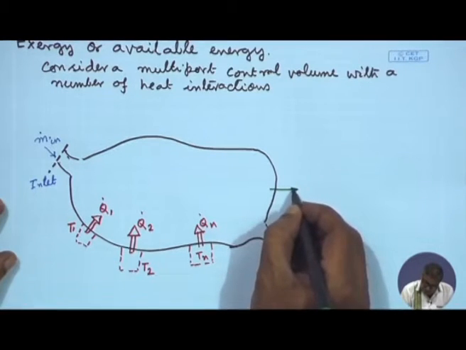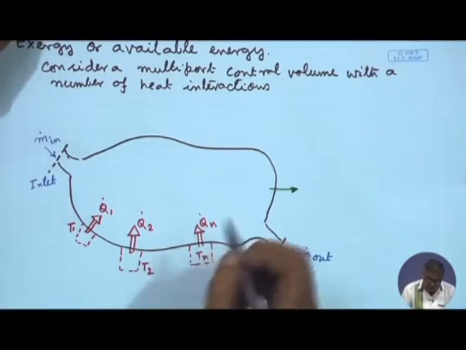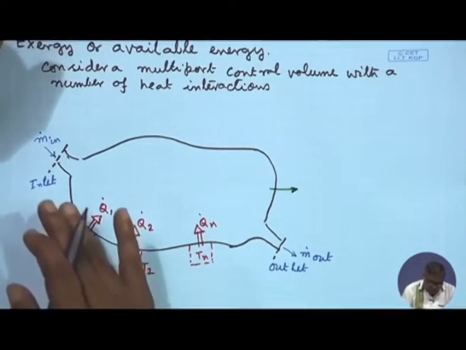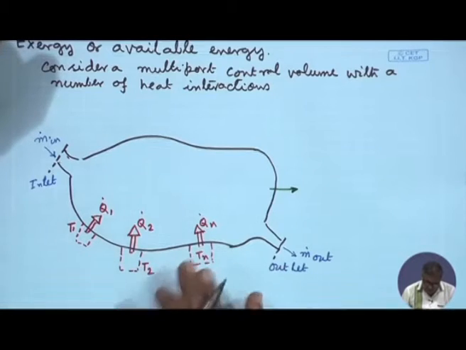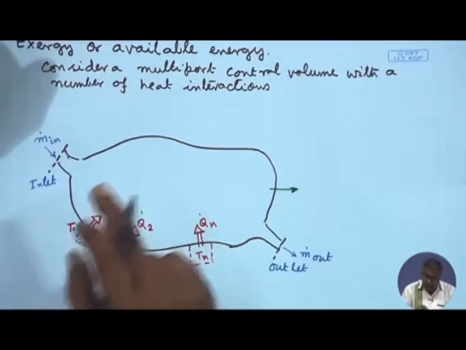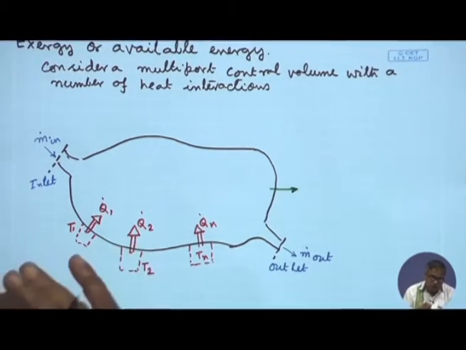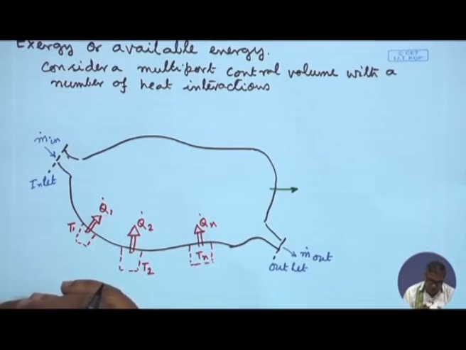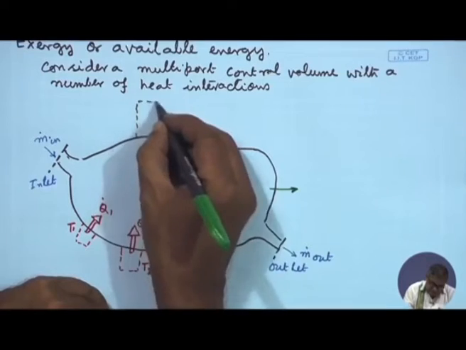The quantity I will write just in a few moments. This control volume is interacting with a number of heat transfer sources or thermal reservoirs, thermal bodies. It is also interacting with the ambient. Two different attributes of this ambient or surrounding are very relevant for our case: one is the temperature of the ambient and another is the pressure of the ambient.